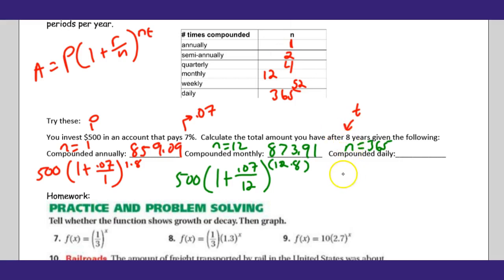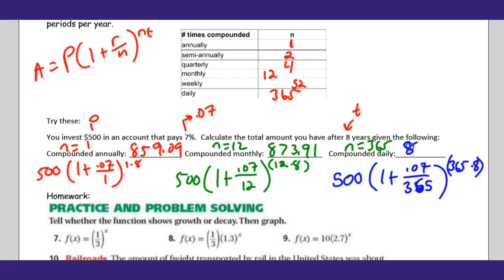And then lastly, compound daily means 365 times a year. So when we plug that in, we have 500 times 1 plus 0.07 divided by 365, because we're going to compound more. 365. That looks like 385, I don't want to confuse anybody. So divided by 365, raised to the 365 times 8. And again, put parentheses around your exponent so the calculator does it right for you. And when you do that, you get $875.29.